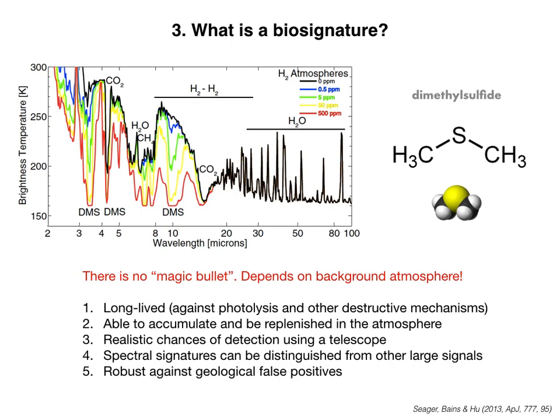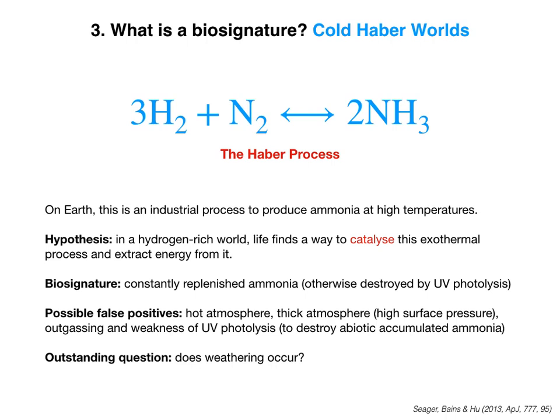So as a fun toy example, I take the example from the Seager et al. 2013 paper, where they reasoned that a process that's very well known on Earth, which is the Haber process, could be a way of thinking about biosignatures. And on Earth, the Haber process is the combination of hydrogen and nitrogen to produce ammonia. And this has normally nothing to do with life, but Seager et al. imagine a hydrogen-rich world where life finds a way to catalyze this exothermic process and extract energy from it.